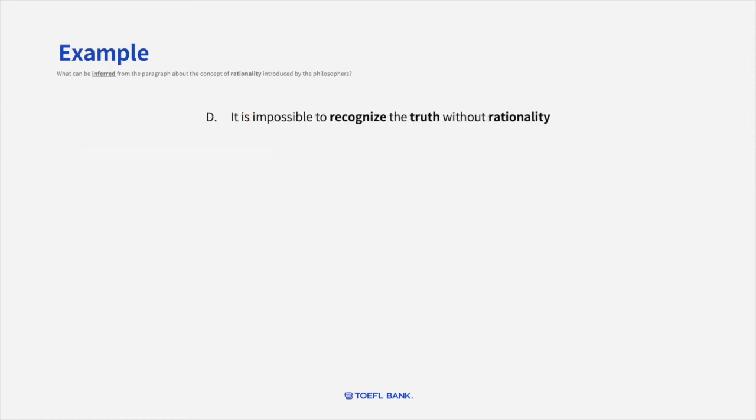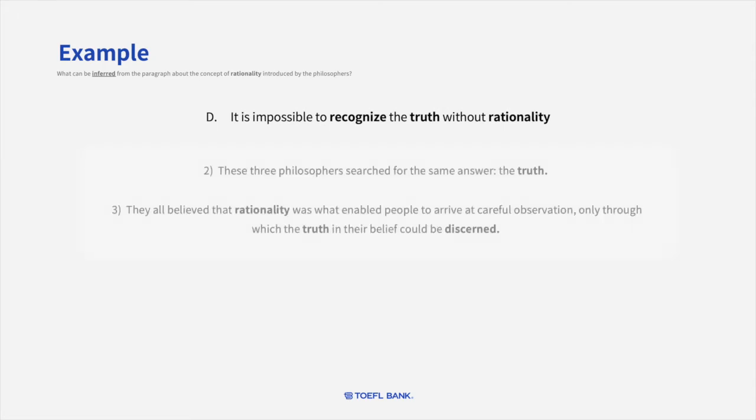The last answer choice was, it is impossible to recognize the truth without rationality. The keywords are recognize, truth, rationality. The sentences that contain the most similar idea are the following. These three philosophers searched for the same answer, the truth. They all believed that rationality was what enabled people to arrive at careful observation, only through which the truth in their belief could be discerned.